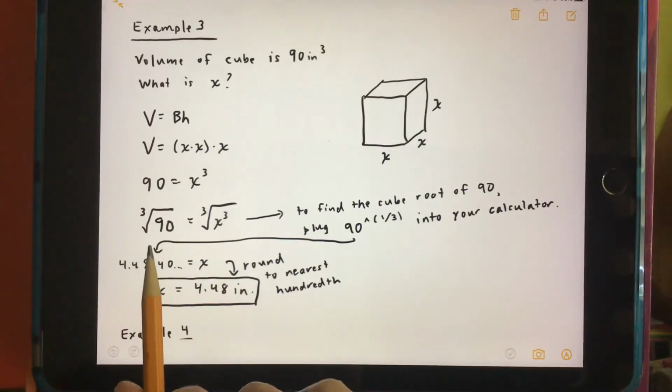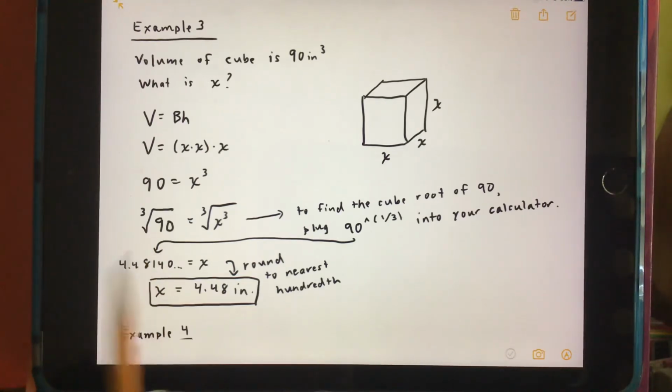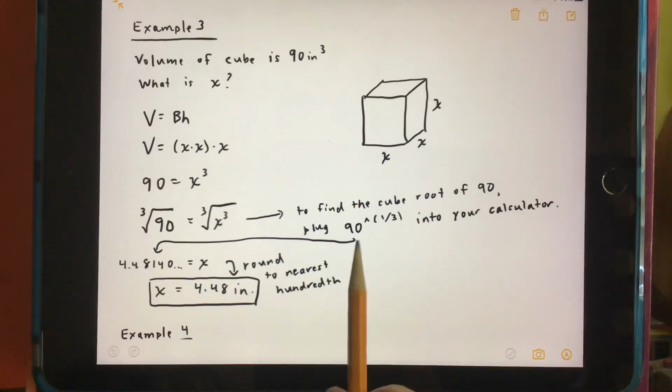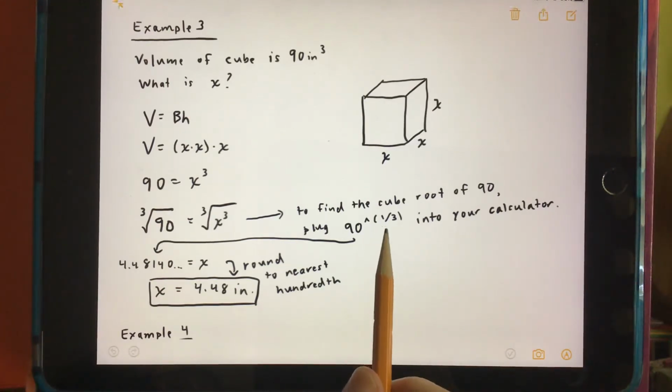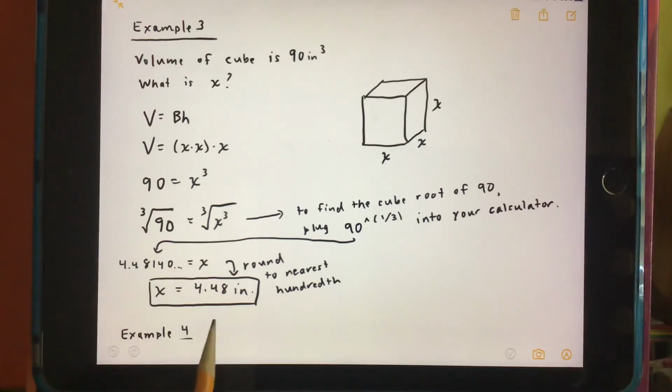Now, when you plug into your calculator, what is the cube root of 90? Lots of ways to do it on many of your calculators, but one way that will work on all of them is to plug in 90 to the 1/3 power. Remember, when you raise to the 1/3 power, that would be the same thing as taking the cube root. Some of you might have a cube root button on your calculator. This will be a way, however, that will work on all of your calculators. 90 raised to the 1/3 power. And that's going to give you a decimal with lots of digits. We'll round off to the nearest hundredth, so about 4.48 inches for each of those edges, which are x.